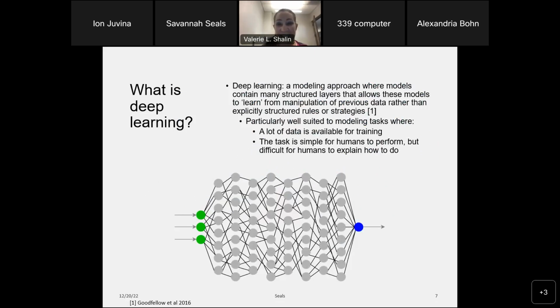These types of models are well suited to modeling tasks where we have a lot of data available for training. Things like speech recognition, for example; humans regularly do the translation task every day for all kinds of purposes, and that creates lots of data available for training. They're also well suited to things where humans can do these tasks relatively easily, but find it really difficult to explain how to do them. For anybody who's bilingual, think of how you would explain how you determine what the equivalent meaning for computer is in another language.